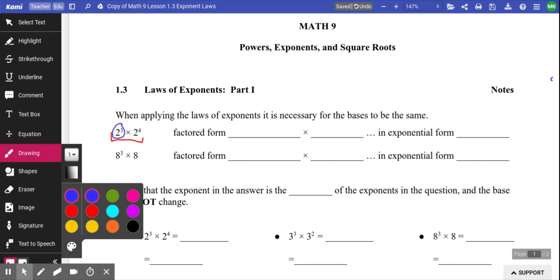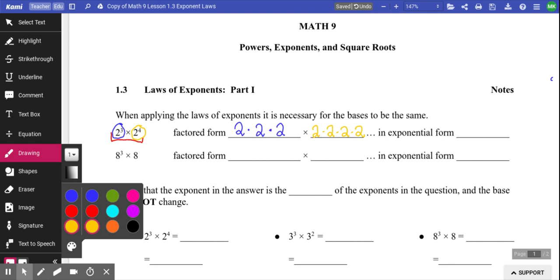2 to the power 3. In factored form, that would break apart to be 2 times 2 times 2. 2 to the power of 4 would break apart to be 2 times 2 times 2 times 2. The reason why we would want to break it up into factored form is so that you could then combine these into one power. So what you really have here now is 2 times 2 times 2 times 2 times 2 times 2 times 2. You have 7 2's multiplied together.